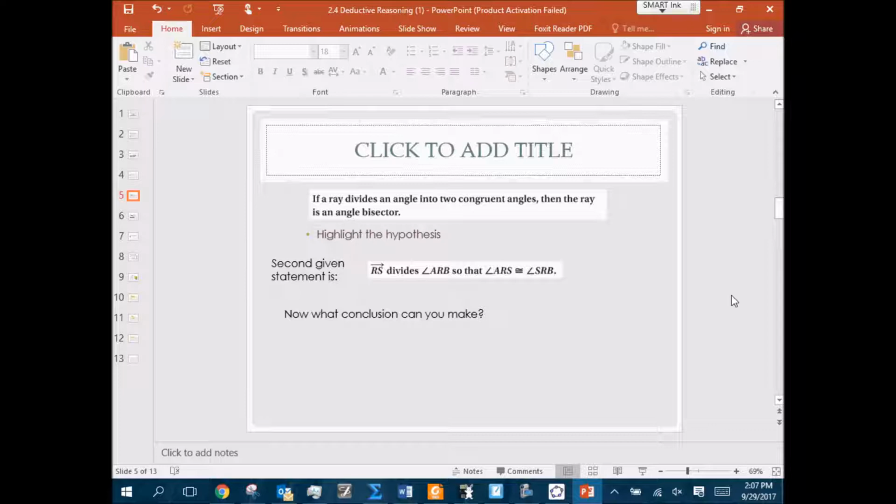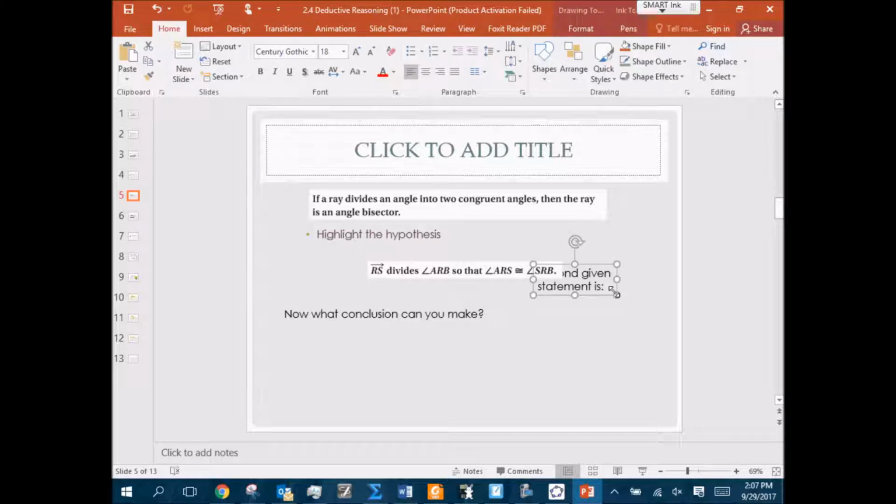Okay. Here it says if a ray divides an angle into two congruent angles, then the ray is an angle bisector. That's true. Hopefully we've talked about that in the past, and you can agree with that. Now I get this second statement down here.